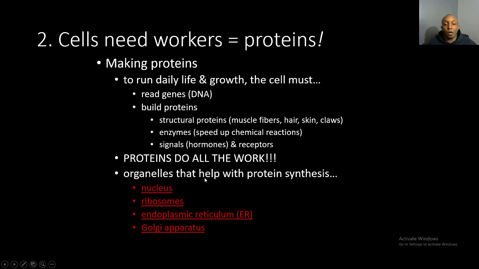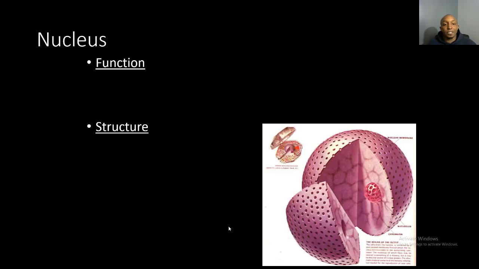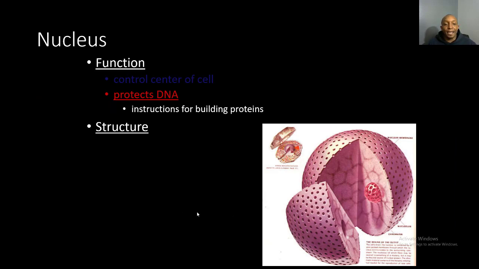And the organelles that help with protein synthesis, we'll go over those again. That's going to be the nucleus, ribosomes, endoplasmic reticulum, the Golgi apparatus, and I left off the vesicles, but the vesicles are important for the transport of those proteins. So let's take a look at the nucleus. The function of the nucleus is to be the control center of the cell. So it's going to protect that DNA, and it's going to give instructions for building proteins.